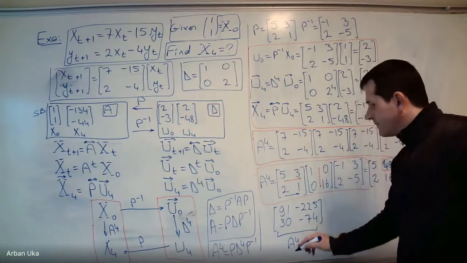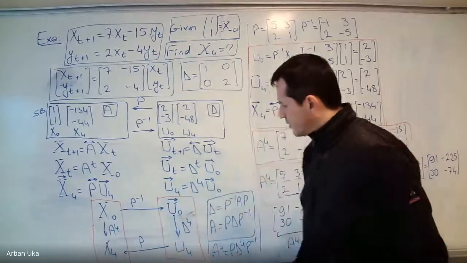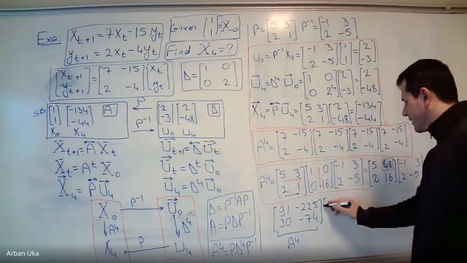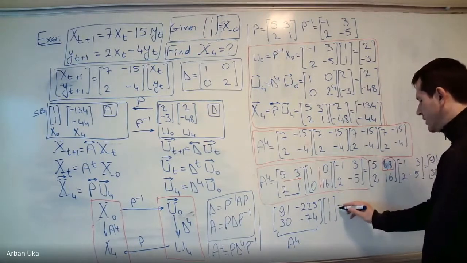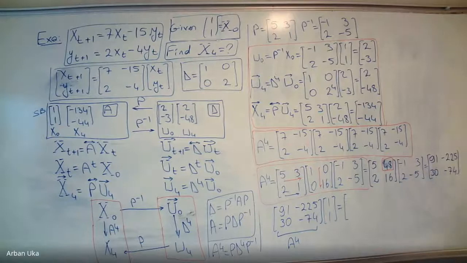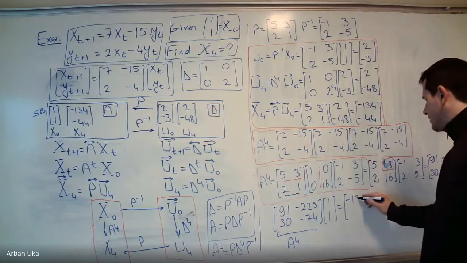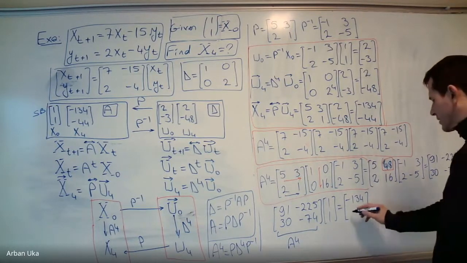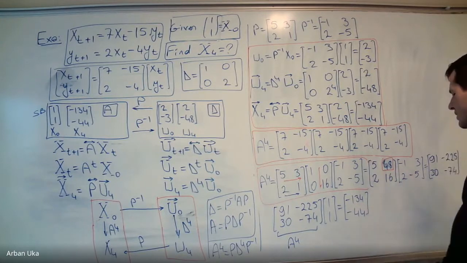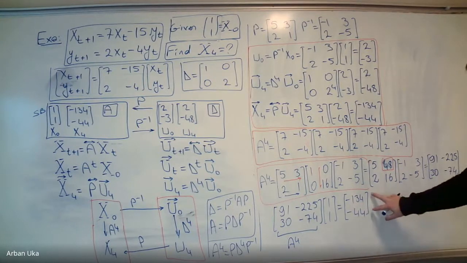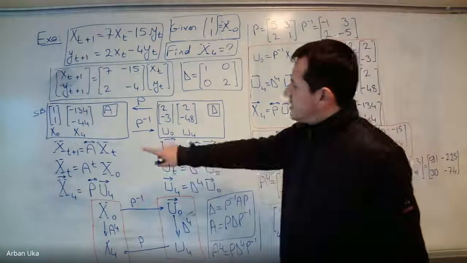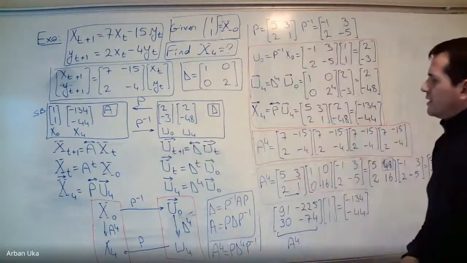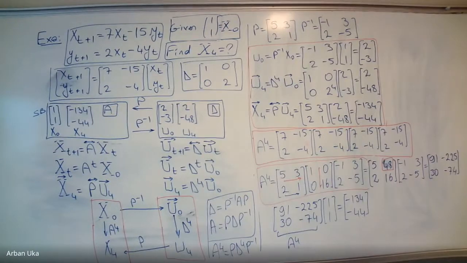And we said here that from x0 we can go to x4 using A to the power 4 times x0, which is 1, 1, and this will be equal to 225 minus 91. This is minus 134, minus 134. The first value is correct, and the other value is again minus 44. It looks like we found the same answer, which is this value here. Okay, so yeah.